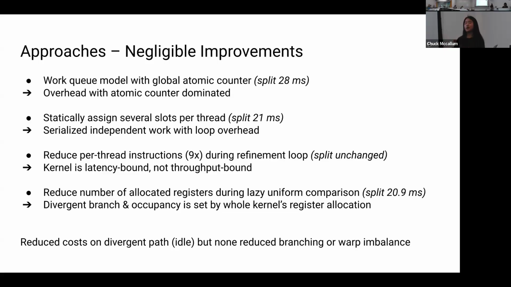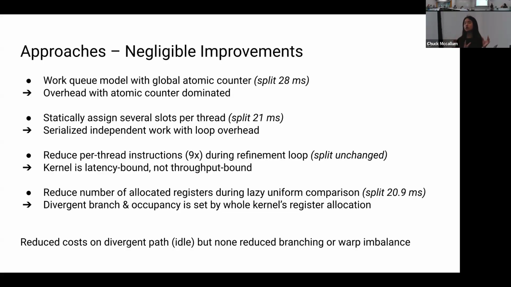And then from there, I was thinking, okay, surely if I try to reduce the number of instructions or reduce the number of live registers, that would improve the runtime. That is the case for CPU-based logic, but unfortunately not always the case when we're thinking in terms of the GPU. So for example, I tried an experiment for reducing the number of instructions happening per thread during the refining part of a loop, and actually reducing it by 9 times.